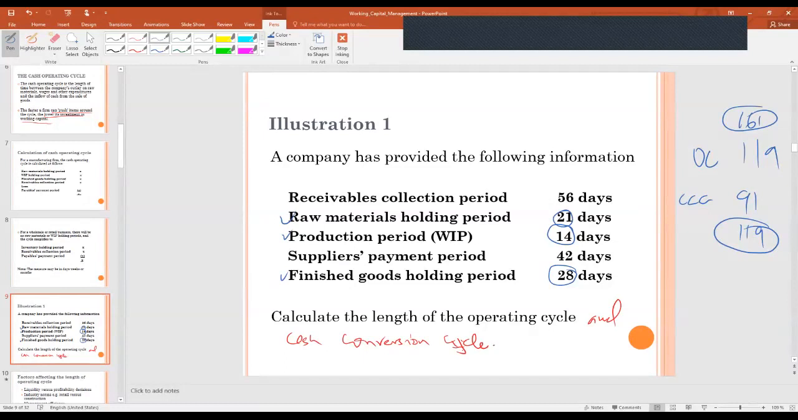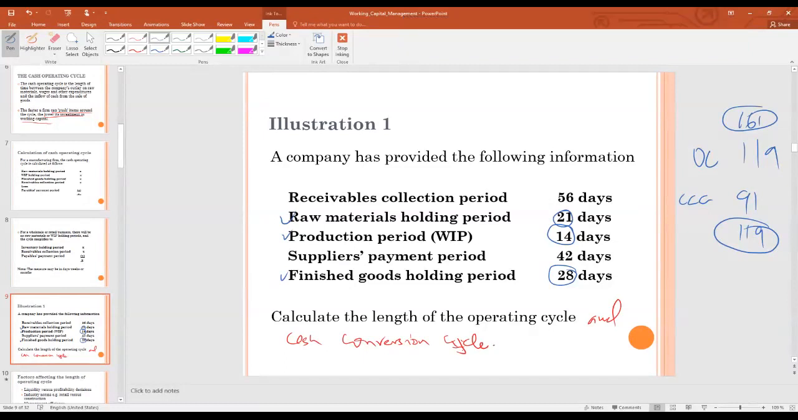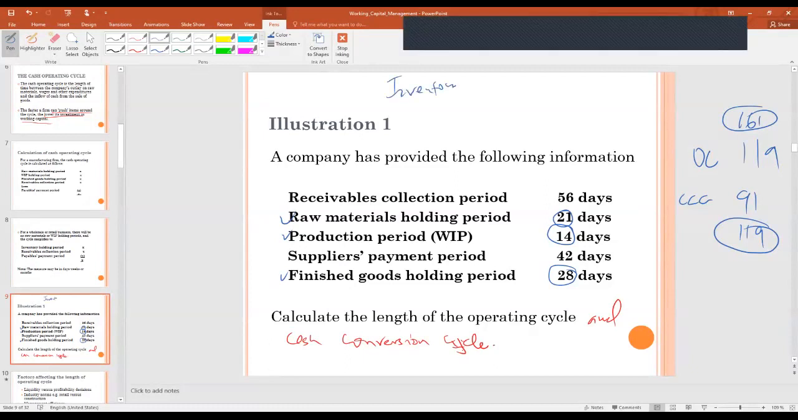So 21 plus 14 plus 28 gives us how much? 63. Thank you. So the days for inventory, let me just have my work in here on top. So the inventory days combined give us 63.